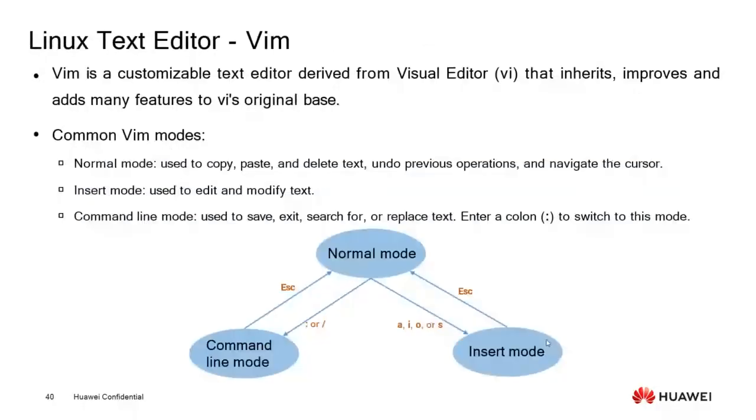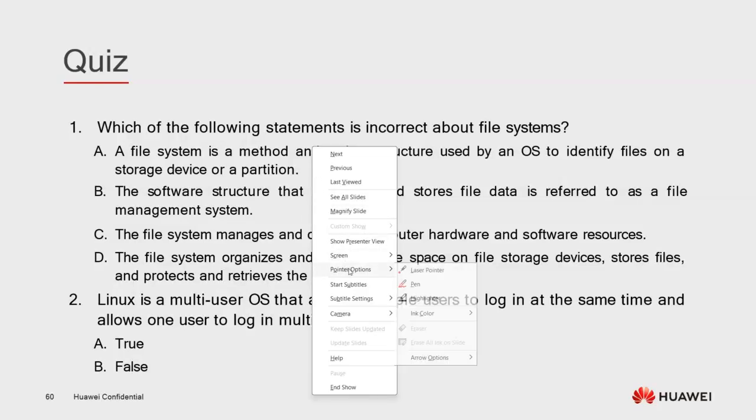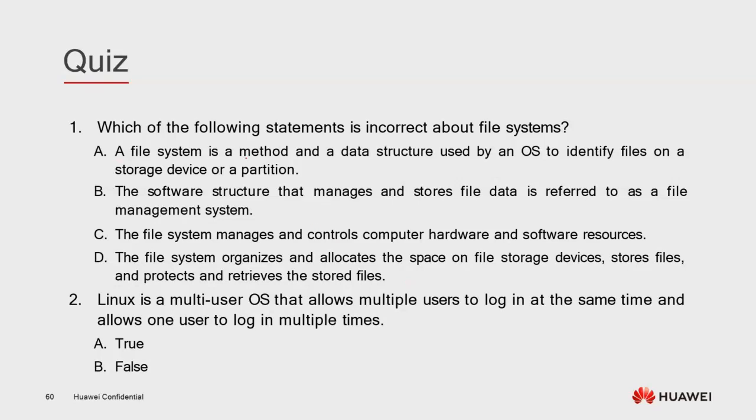so let me just quickly go to the last section. Yes, let's attempt this question. Which of the following statements is incorrect about file systems? Number one, A: a file system is a method and data structure used by the operating system to identify files on a storage device or a partition. True or false? A file system is a method and a data structure used by the OS to identify files on a storage device or a partition. True.